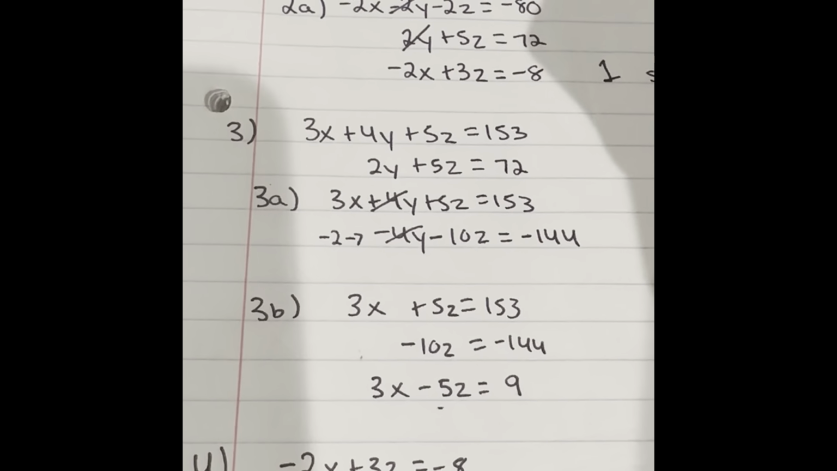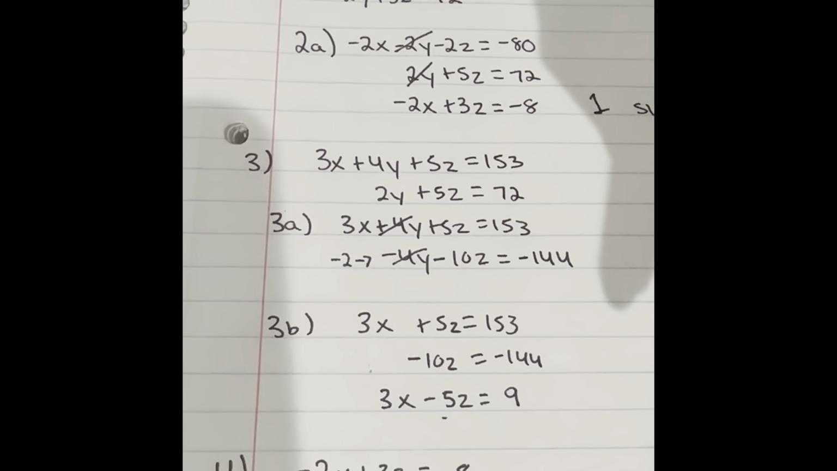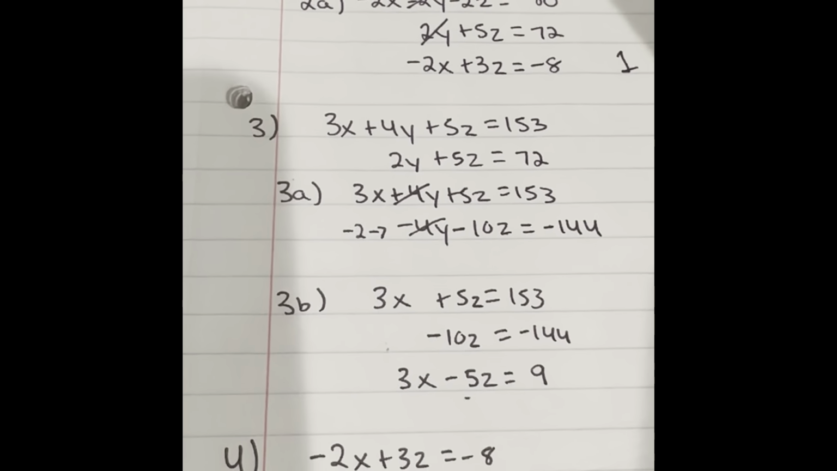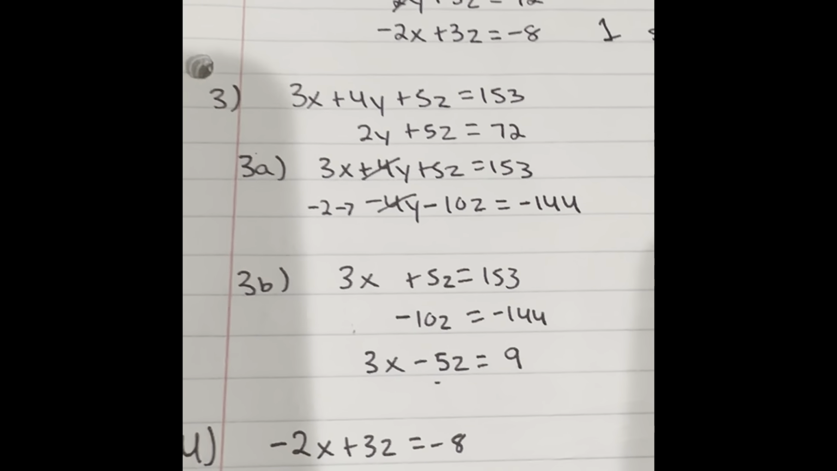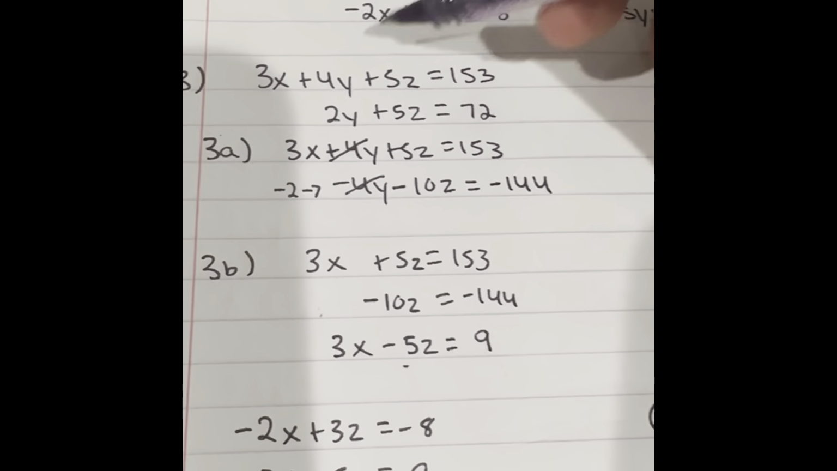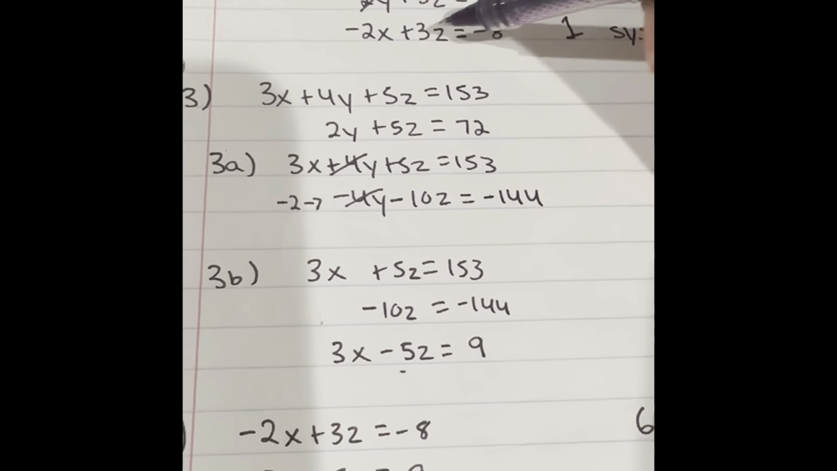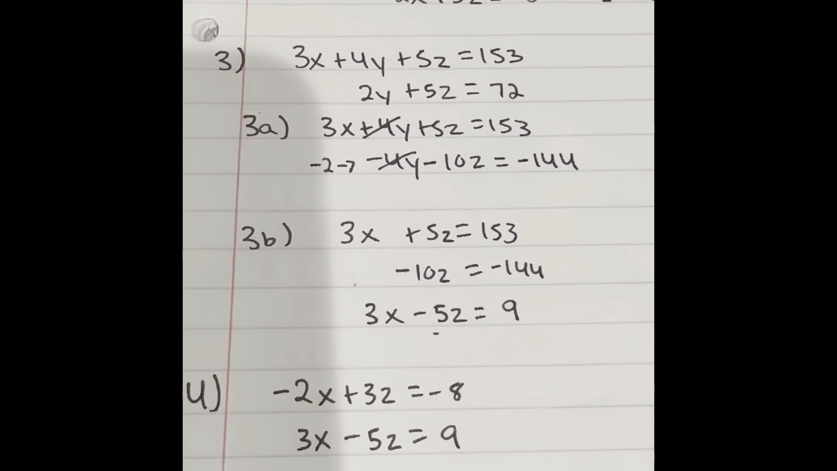That's the first system to determine what either x or z would equal, because you have to break it down to 2 systems at a time, and then you get your final answer. So it would give me my first system, which is -2x plus 3z equals -8.